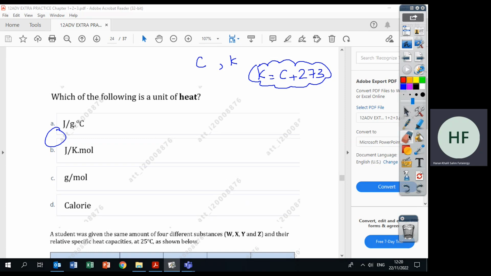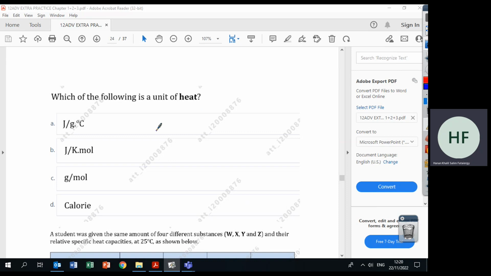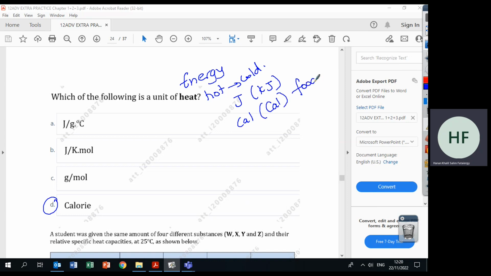Okay, now what is the unit of heat? Remember that heat is energy that flows from hot objects to cold objects. So which one is the unit of energy? Calorie. By the way, since heat is energy and it goes from hot objects to cold objects, the energy unit is joules, it could be kilojoules, and for food we said calorie or capital Calorie. This one is special for food. Energy in food we don't say in joules, we say in calories. So if there was joules among these, it would also be correct.